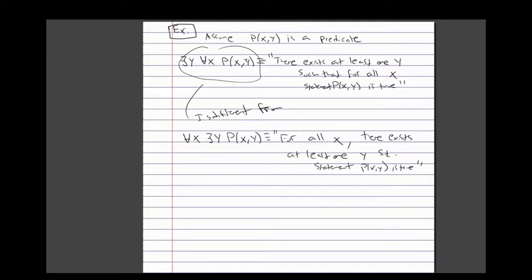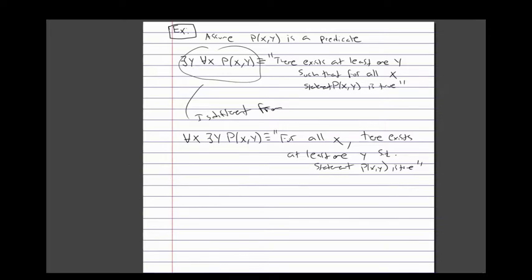So in some sense this is implying the existence of one y that works for all values of x. This is implying that for any value of x I can find at least one value of y. But the value of y doesn't have to be the same for each value of x. This is just saying for every single value of x I can find at least one value of y such that this thing is true. So these are completely different statements.